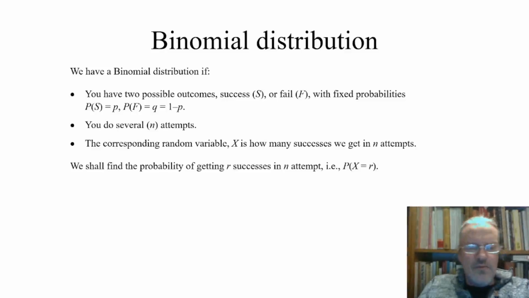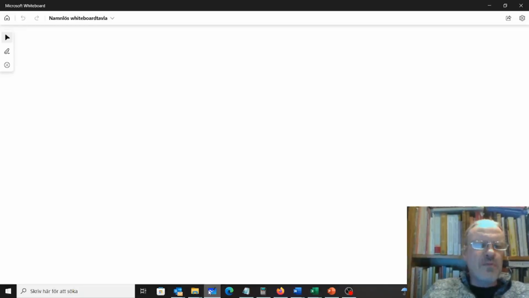And the goal of this video is to find the probability of getting r successes in n attempts. In other words, the probability of our random variable is r. So for example, we could try to figure out what is the probability to get, say, 2 6s in 10 throws or something like this. So that is what this little video will be about. So I think this will make most sense if we look at an example.